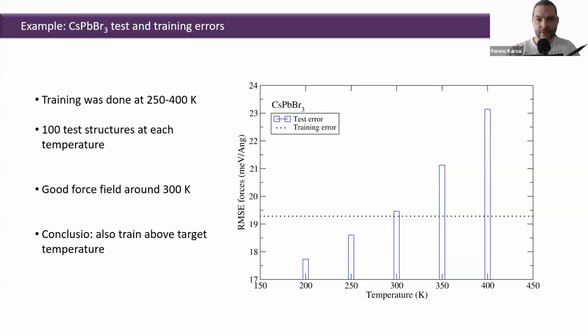So let's give you an example here. I have calculated this for this talk, only a small example. Cesium lead bromide, 24 atom cell. It was trained between 250 and 400 K, I think around 50,000 times. I cannot remember this fully. Not too long, at least, but also not too short.